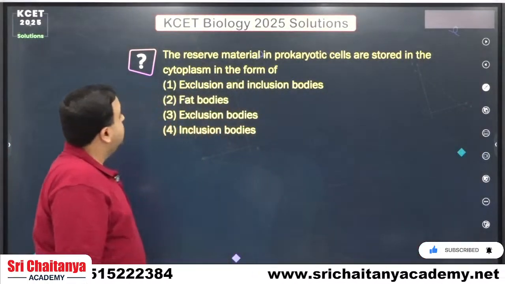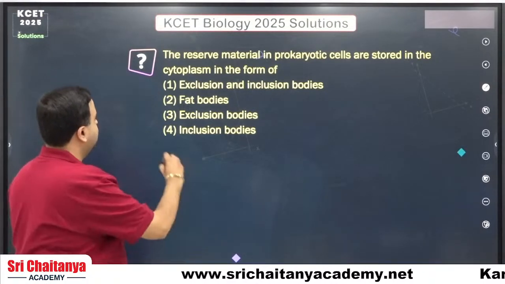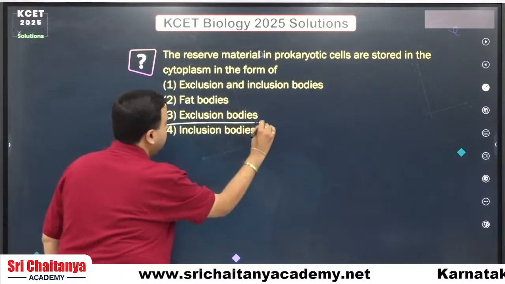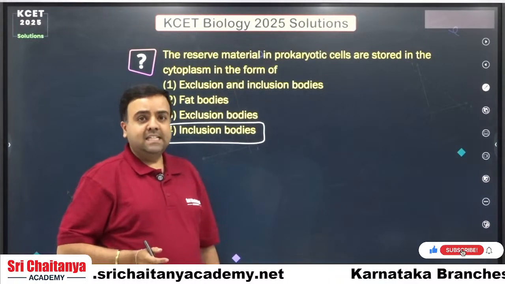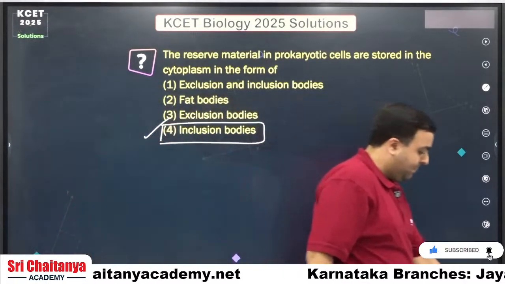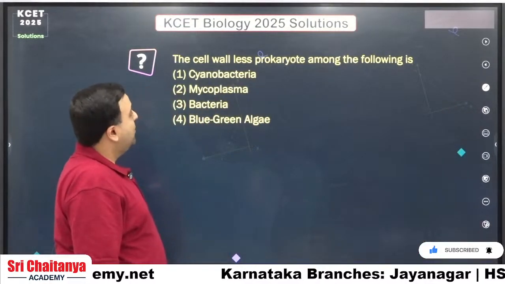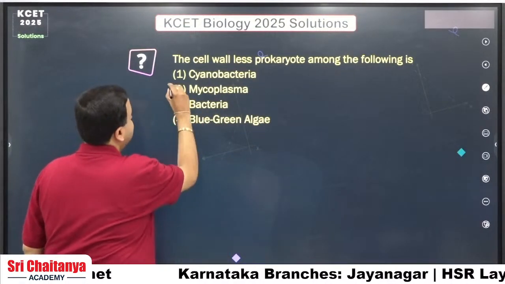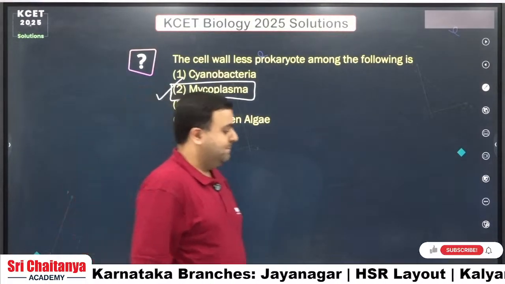Next, the reserve material in prokaryotic cells are stored in the cytoplasm in the form of inclusion bodies. They are the membrane free system that are going to float in the cytoplasm. Next, the cell wall-less prokaryote among the following is mycoplasma. This is a direct question from the textbook.